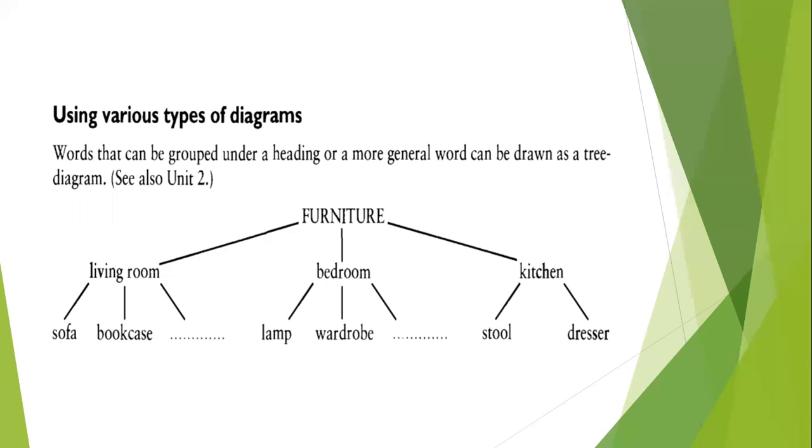And now you can be more specific. What kind of furniture can be used in different kinds of rooms? For example, in the living room you can see sofa, bookcase, armchair, TV set. In the bedroom you can use lamp, wardrobe, bedside table, and etc. So try to use this method.